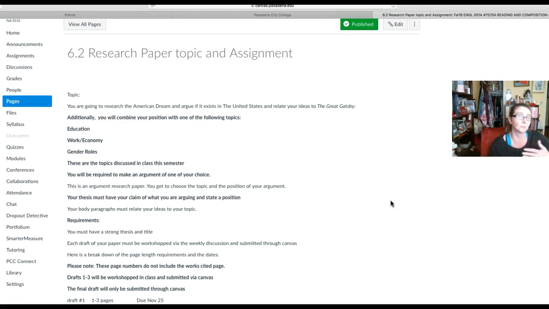You could talk about the women in The Great Gatsby and relate them to the gender roles assignments that we've done. You can talk about work and the economy and how that's influenced people like George Wilson in The Great Gatsby, or even Gatsby, or even Tom Buchanan and the class system. So you can definitely talk about the class system with work and economy.